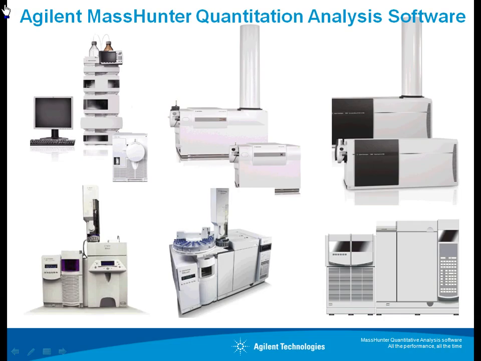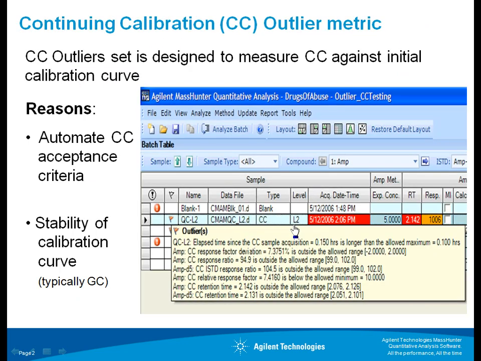Hello, I'd like to welcome you to a section which will discuss the new Continuing Cal Outliers. Now, there's a lot to discuss with Continuing Cals, typically called CCs. These outliers are designed to measure the continuing calibration sample against the initial calibration curve. And there are several reasons for doing that.